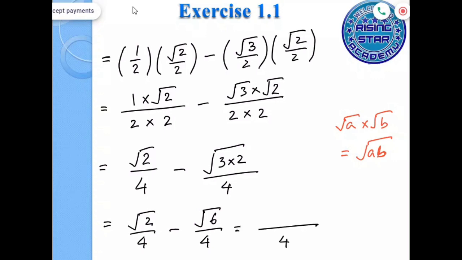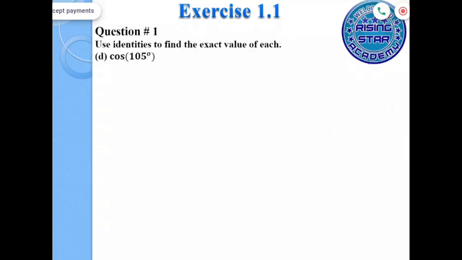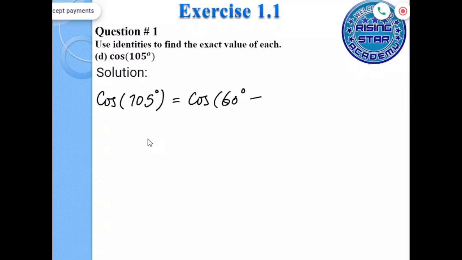Now we'll take the LCM. So denominator is same, so numerator would be written as it is, and this is our final answer for part C. In this part we have cos 105, so we will write the solution for it. So cos of 105 degree would be written in the multiples of 15. So that would become cos of 60 degree plus 45 degree.